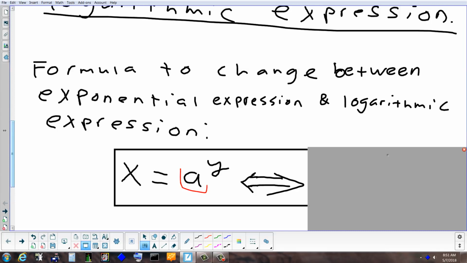This part is your base, right? Because the base is what's written lower. The number that's higher, that's your exponent. And then the x is just what it's equal to. That's just the thing on the other side. So those are the 3 things that are going to go in different spots.